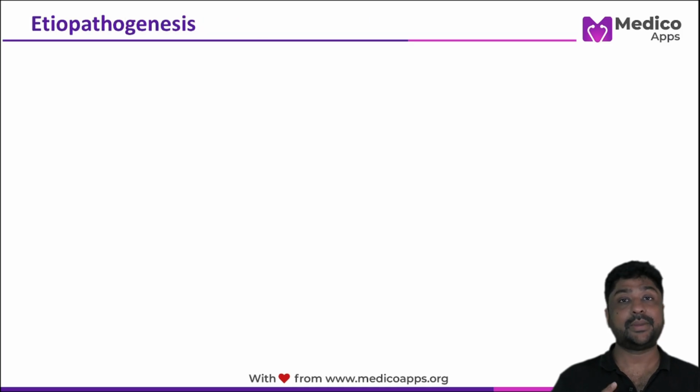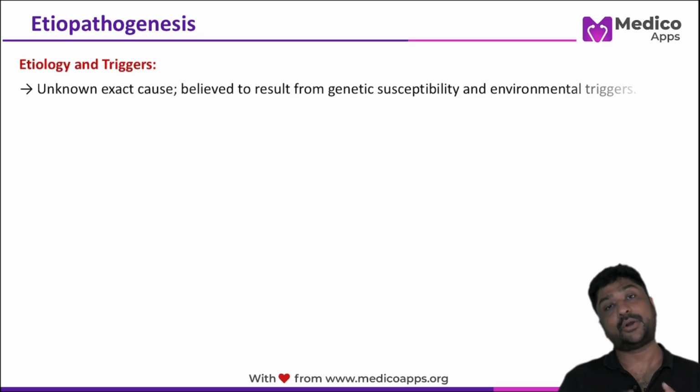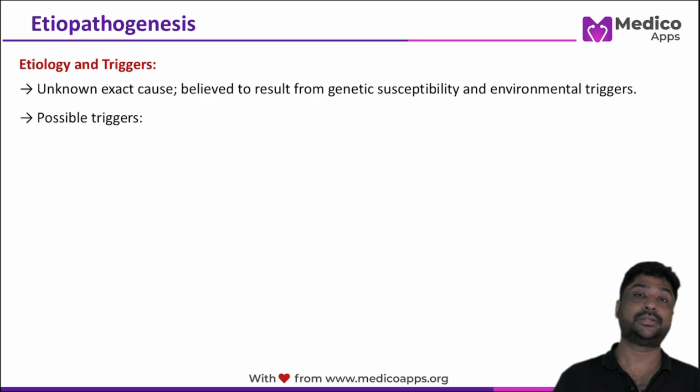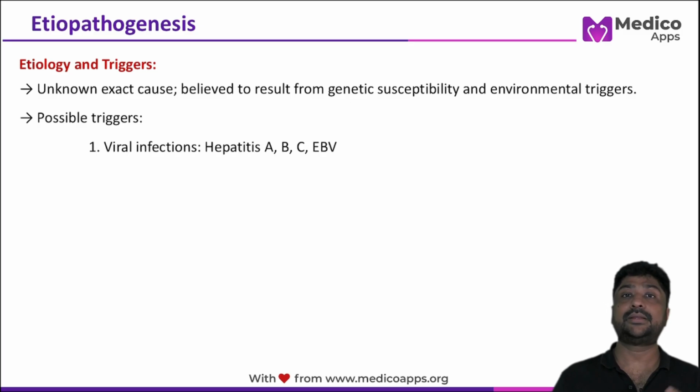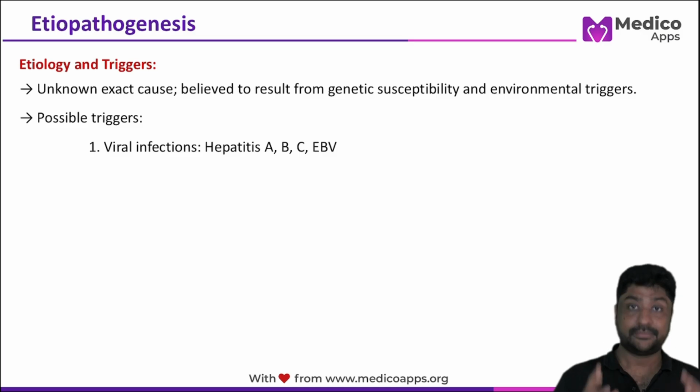Let's now explore the etiopathogenesis of autoimmune hepatitis, which is key to understanding why this disease happens and how it behaves. Etiology and triggers. The exact cause remains unknown, but we believe it's due to a combination of genetic predisposition and environmental triggers. In genetically susceptible individuals, certain exposures can trigger a breakdown in immune tolerance, leading to an autoimmune response. Possible triggers include viral infections such as hepatitis A, B, C, and Epstein-Barr virus, EBV. These may act as initial immune stimulants that confuse the immune system into attacking self-tissues.